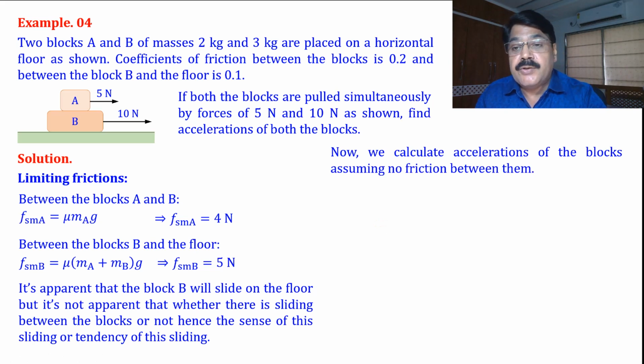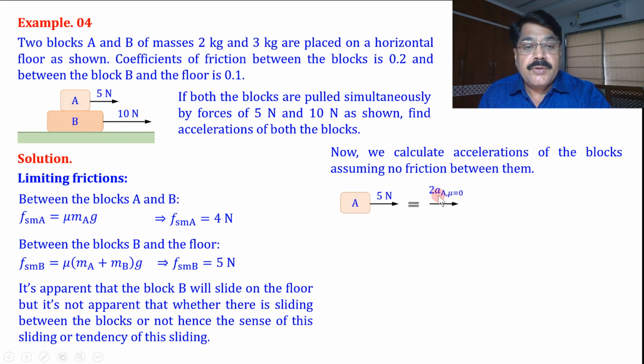This means we have to assume friction to be 0 here, because at this point we have to decide the tendency of sliding. So on block A there is only a force of 5 Newtons, so its acceleration is what? 2 times a of A, assuming mu 0. So a of A is equal to 2.5 meter per second square.